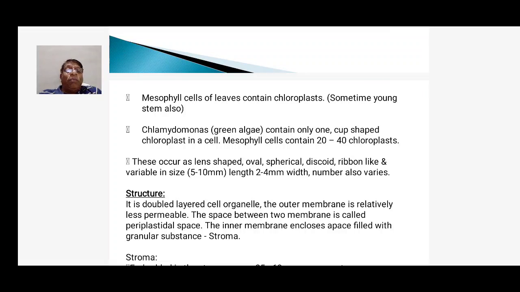What is the shape? The chloroplasts appear as different shaped bodies. Maybe oval, spherical, cup-shaped, ribbon-like, saucer-shaped body. Sometimes star-shaped.